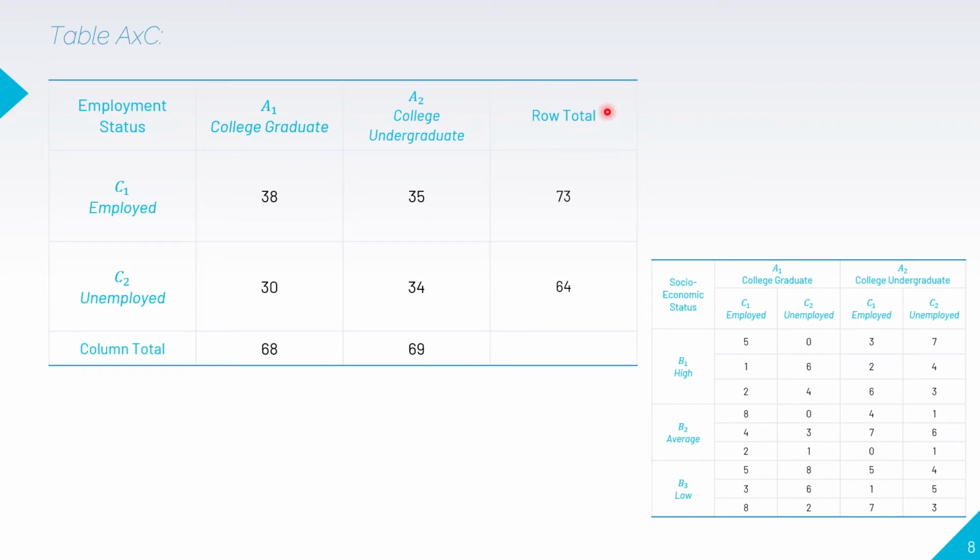So we also need to find our row total and our column total. So 38 plus 35, we have 73. 30 plus 34, we have 64. In column, 38 plus 30, we have 68. 35 plus 34, we have 69. And that's our table A by C.